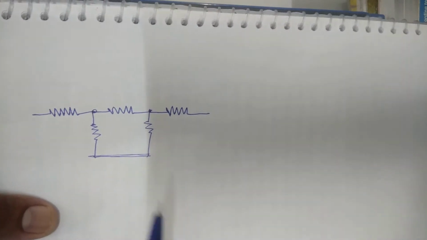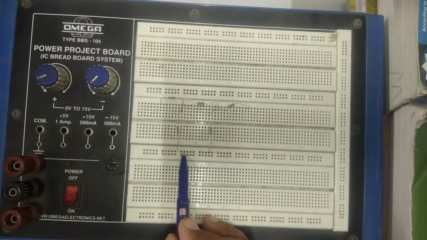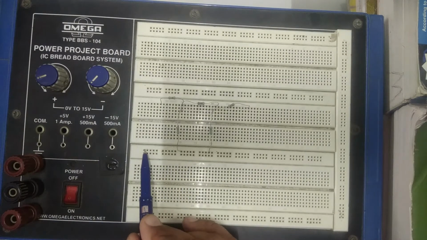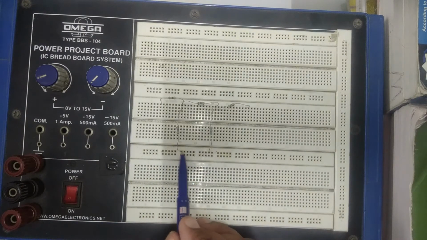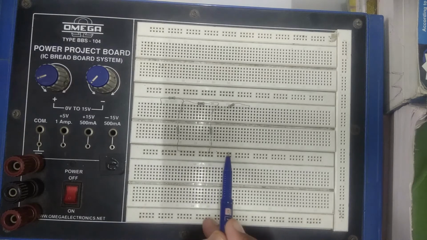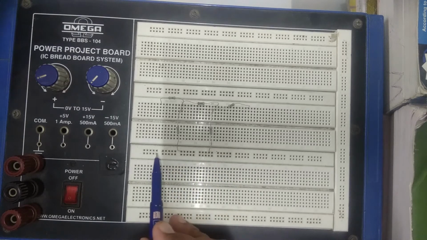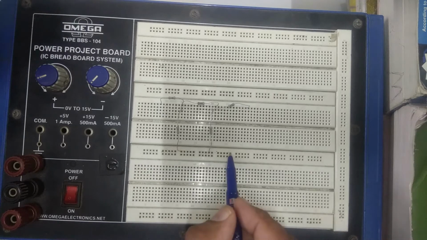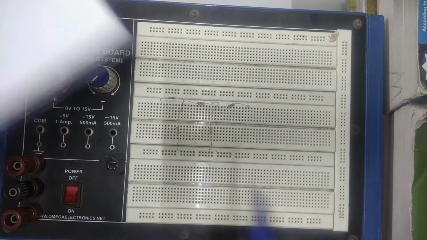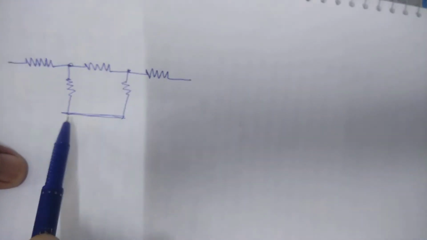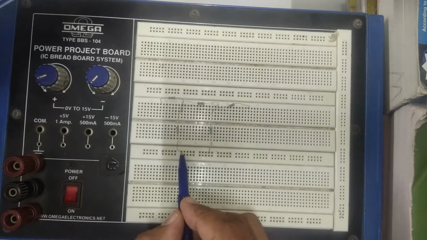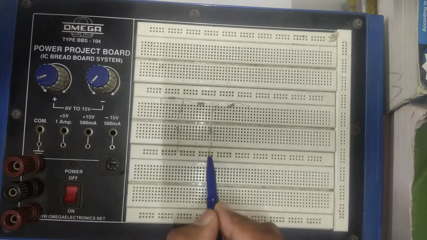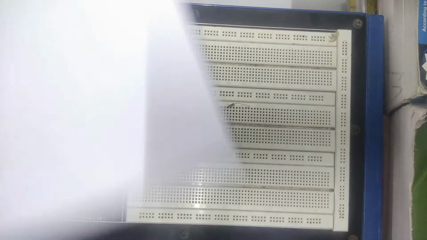Why is this automatically connected? As you can see over here, as I have said earlier, these 5, 5, 5, 5, 5 are internally connected. So this line starting from this node to this node is internally connected. If it is internally connected, this end of this resistor and this end of this resistor are automatically connected.